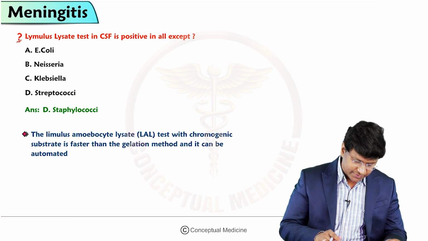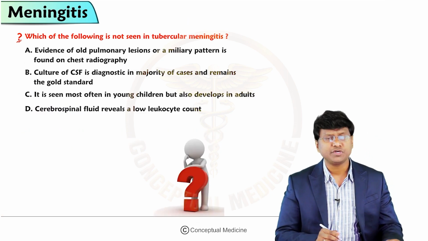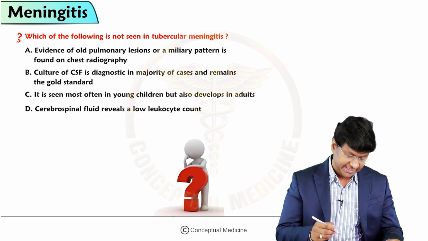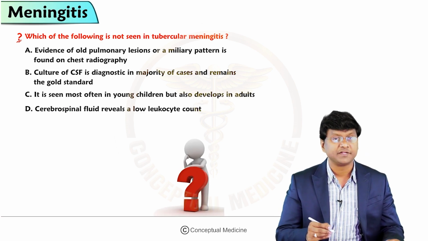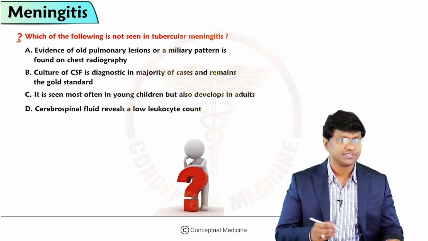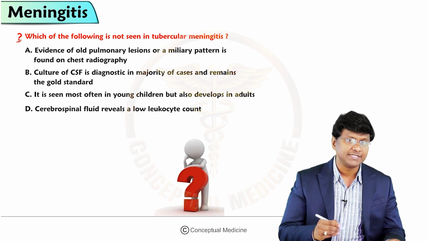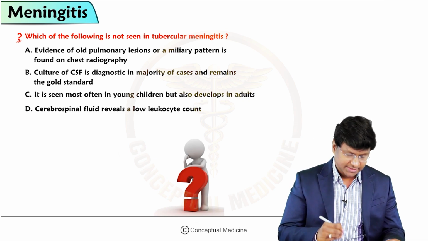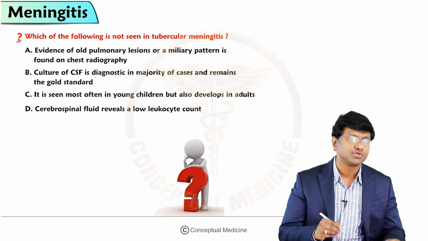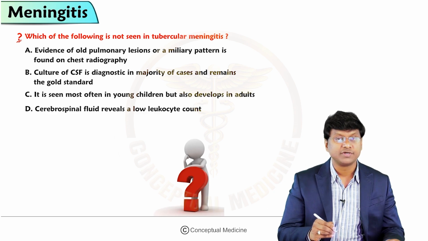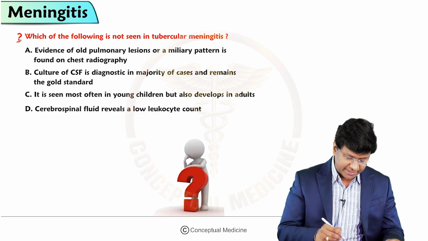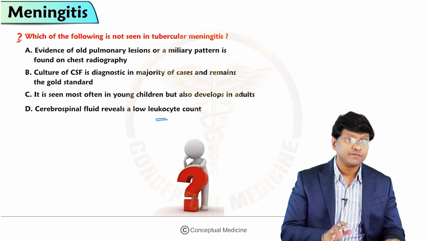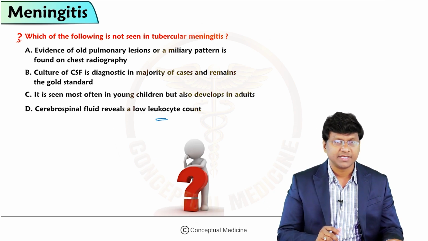Now, you see another question. Which of the following is not seen in the tubercular meningitis? The evidence of old pulmonary lesion or miliary pattern is found on the chest X-ray. Second option, culture of CSF is diagnostic in majority of the cases and remains the gold standard. Third option, it is seen most often in young children but also develops in adults. Cerebrospinal fluid reveals a low leukocyte count. Okay. Which of the following is not seen in tubercular meningitis?